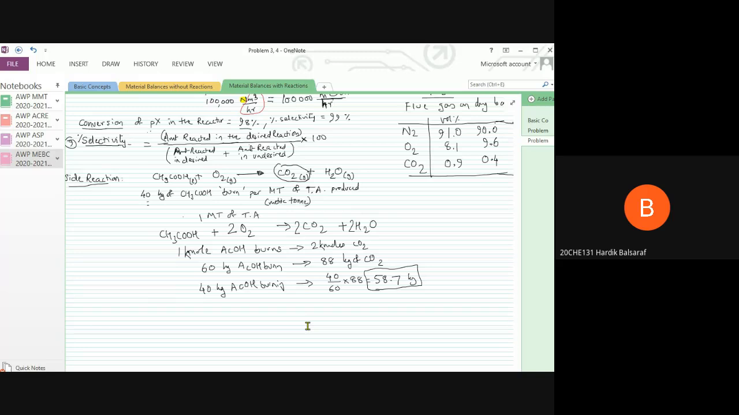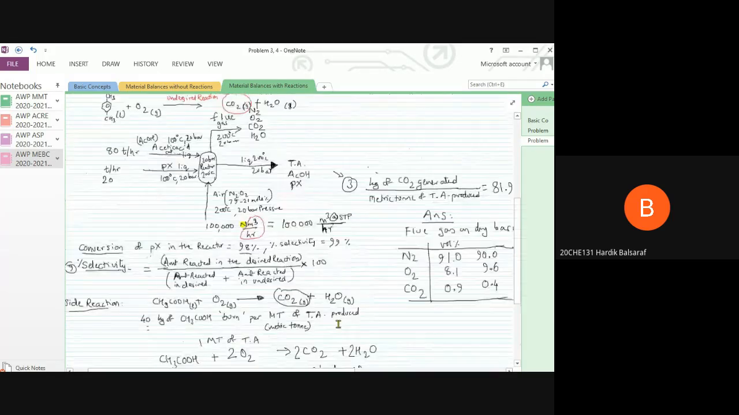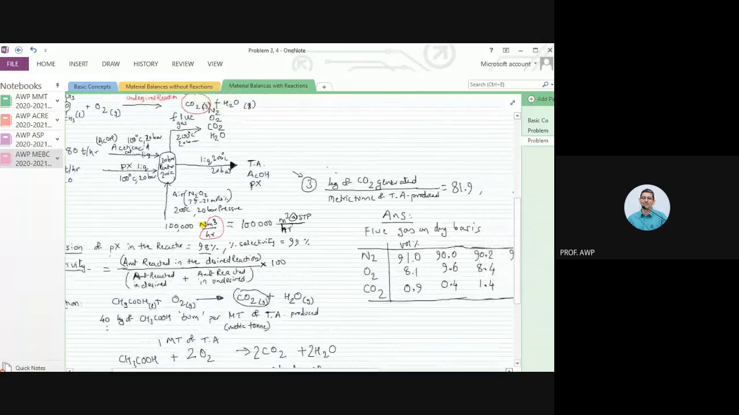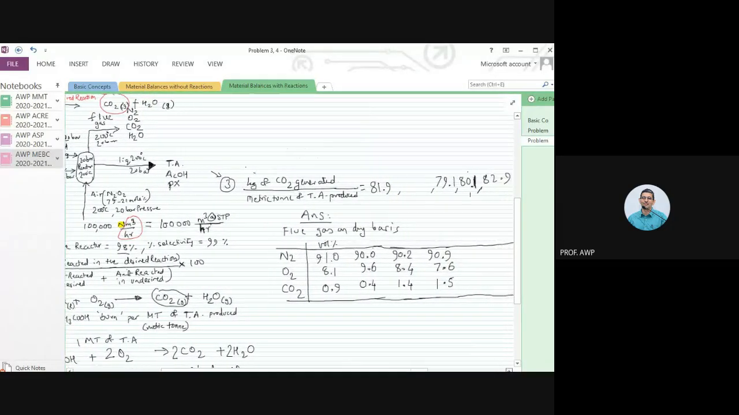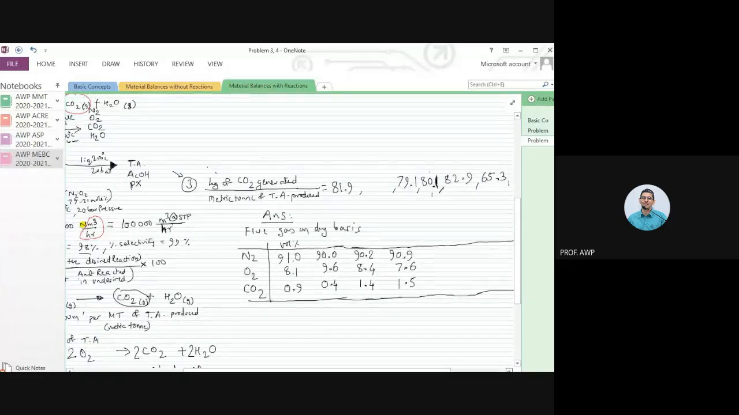Could you please show the quantities which are to be found? Kgs of CO2 generated per ton of terephthalic acid produced and composition of flue gas on dry basis in volume percent. Even if you tell me these two things, other things will be in accordance with this. If these are correct, all the other things will also be correct.